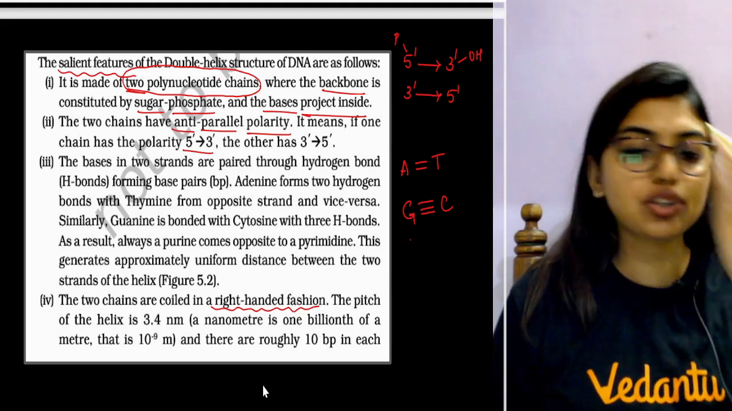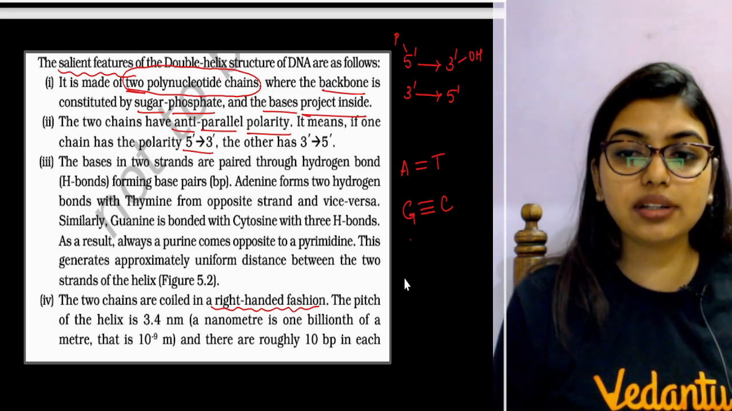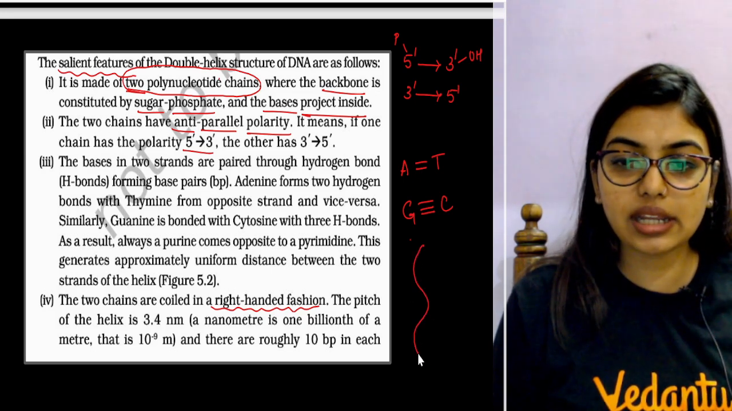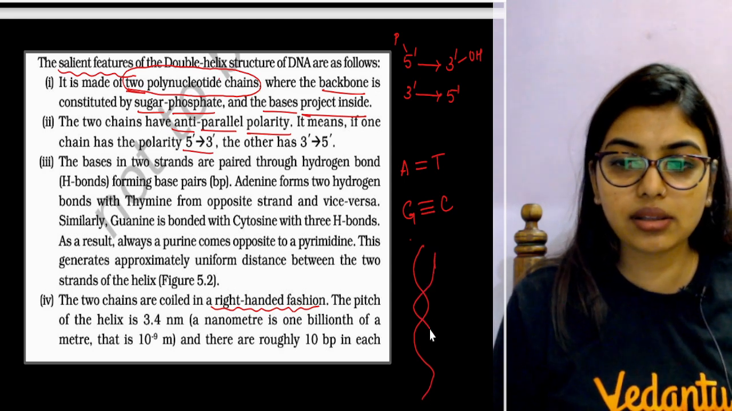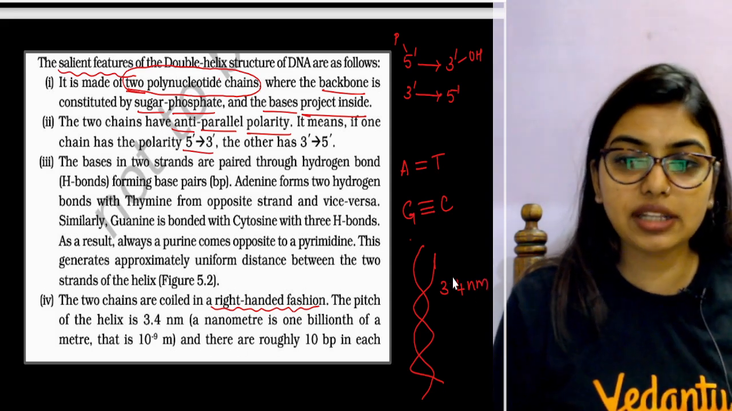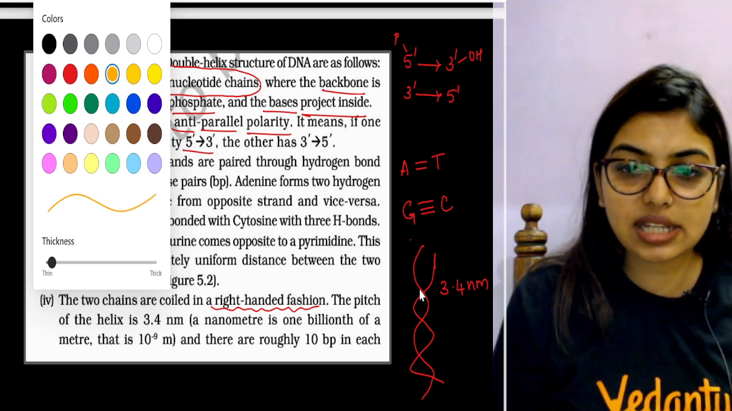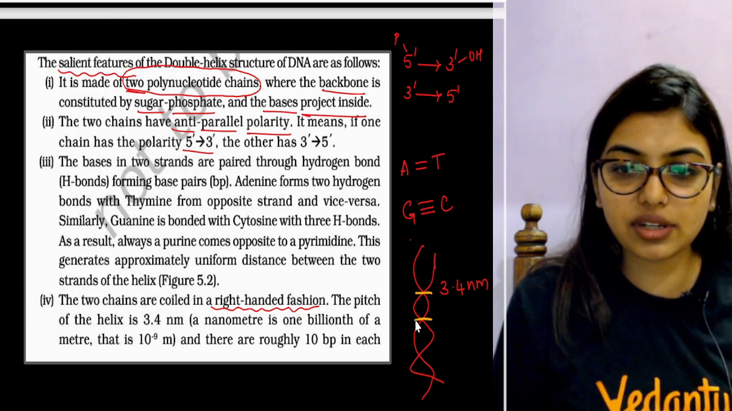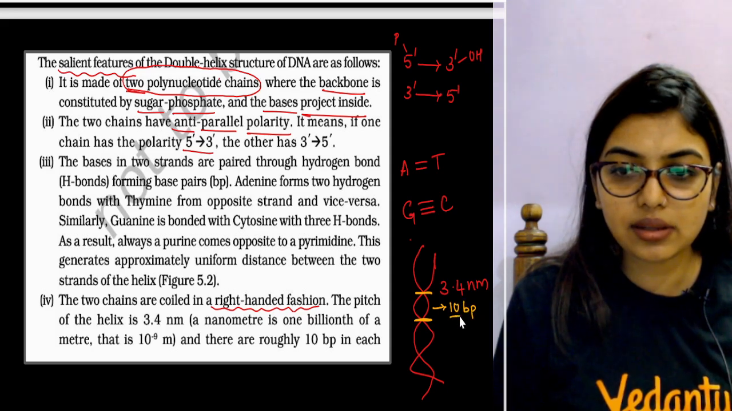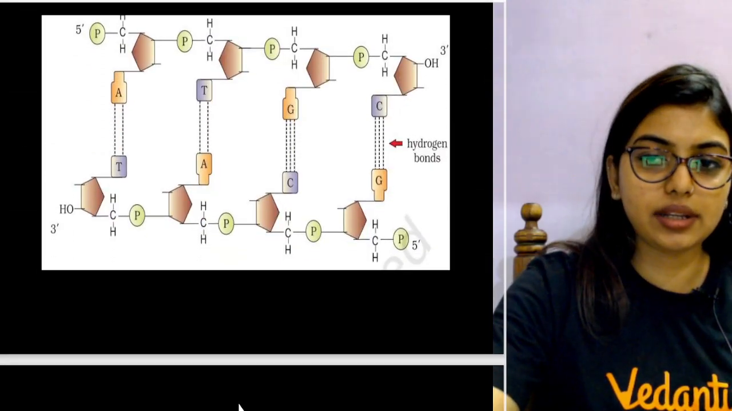The pitch of the helix is 3.4 nanometer, so one turn of the DNA is 3.4 nanometer, and roughly 10 base pairs will be there in one turn of the DNA. If this is one turn of the DNA, in this one turn you will spot 10 base pairs.